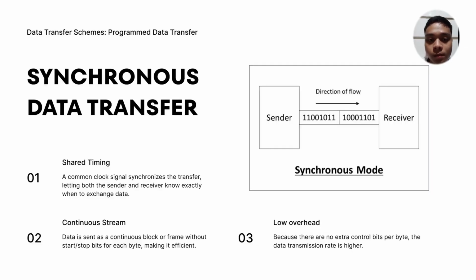There are three main types of program input-output. First we have synchronous data transfer. This method is used when the processor and the input-output devices match in speed. Because they're operating in sync, they can use a common clock cycle to coordinate the transfer, and this allows the data to be sent as a continuous stream, which is very efficient because there's no need for extra control bits for every single byte, and the overhead is very low.